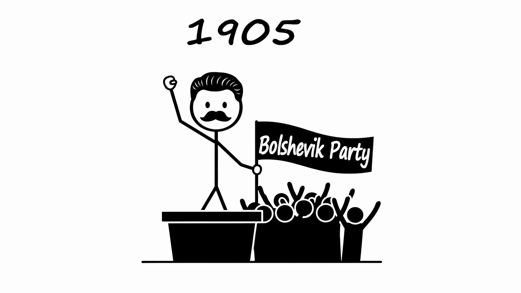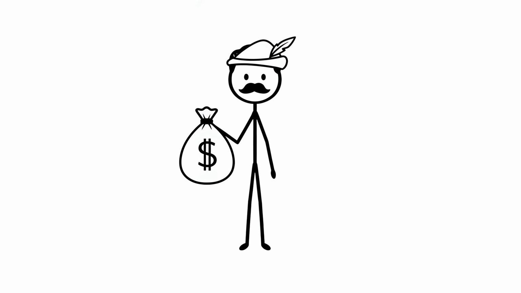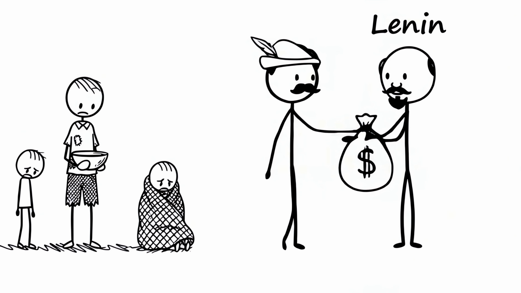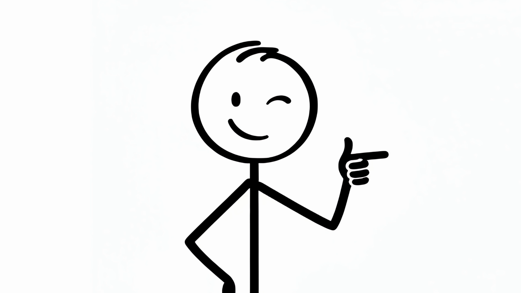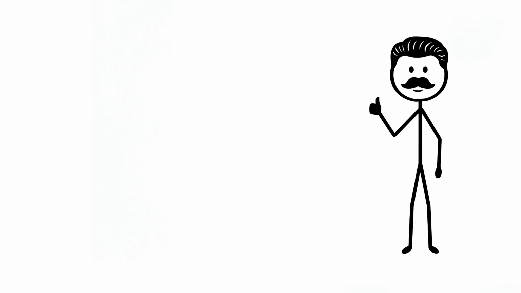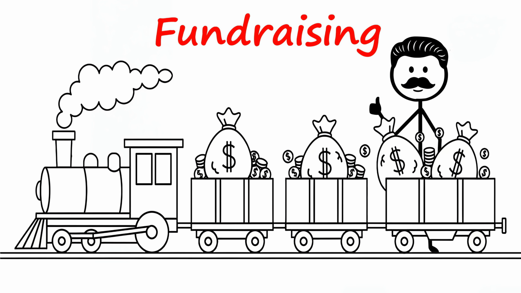By 1905, he'd joined the Bolsheviks and started organizing strikes, robbing banks and writing angry pamphlets. Think Robin Hood. But instead of giving to the poor, he was giving to Lenin. Excellent work, comrade. You've got a bright future ahead of you. So, if you can't vote your way to power, try stealing a trainload of cash and calling it a fundraiser.